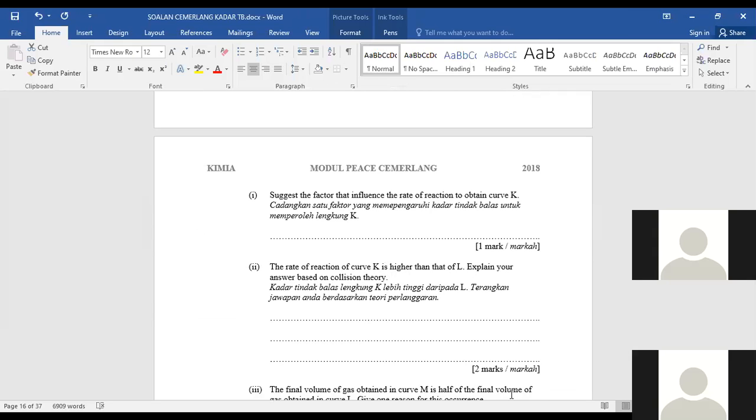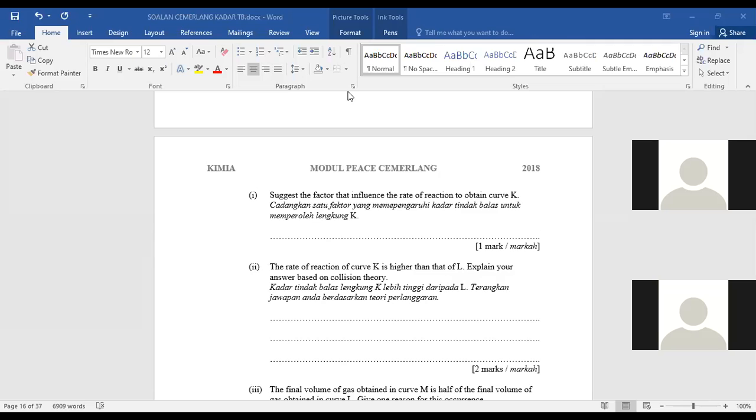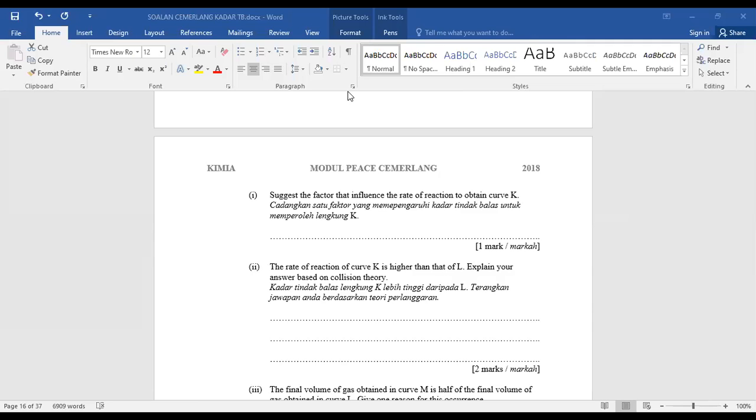Rate of reaction of K is higher than L. Did you see the question is already shown to you? The question is already written this. So if you write this sentence again, you will get no marks. We are now talking about the explanation based on collision theory.